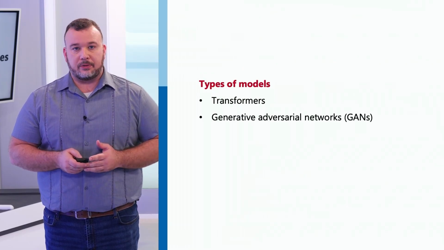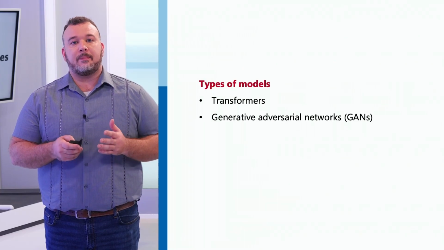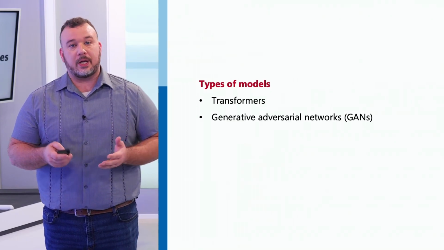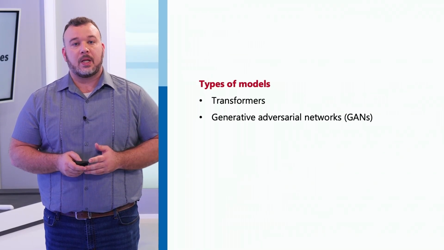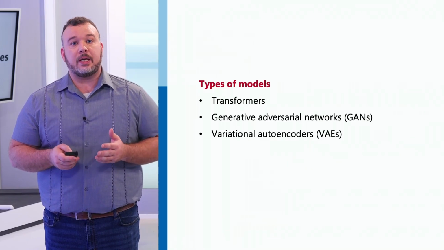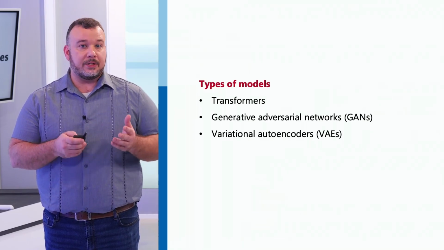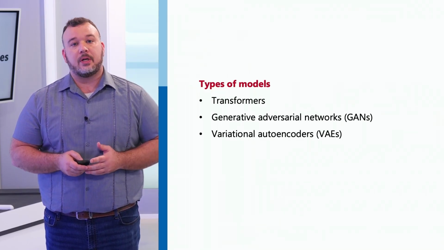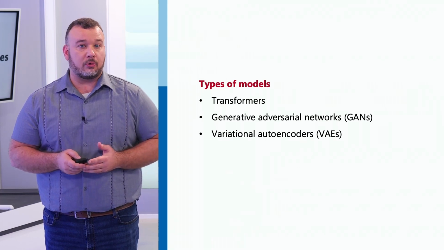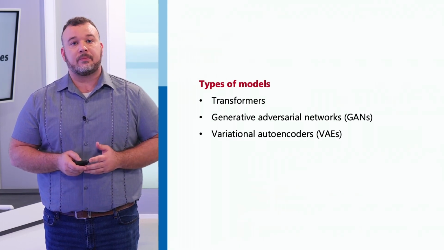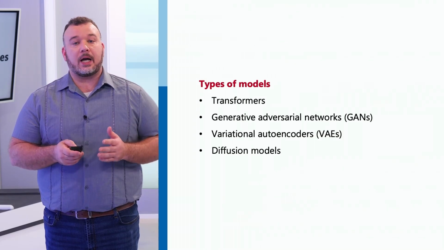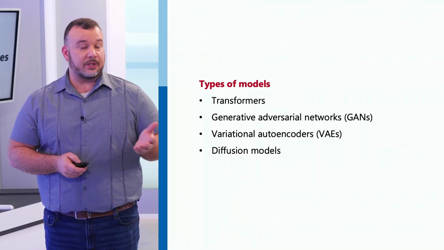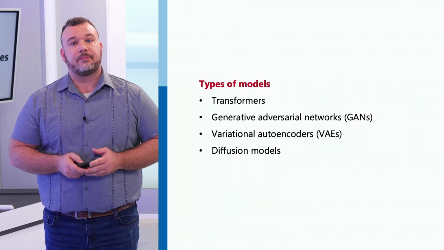Generative adversarial networks, or GANs, use a competitive framework of generator and discriminator to create realistic outputs. VAEs encode data into a latent space and decode it for variations, ideal for image generation or anomaly detection. Diffusion models reverse noise to generate high-quality images, perfect for design applications, for example.